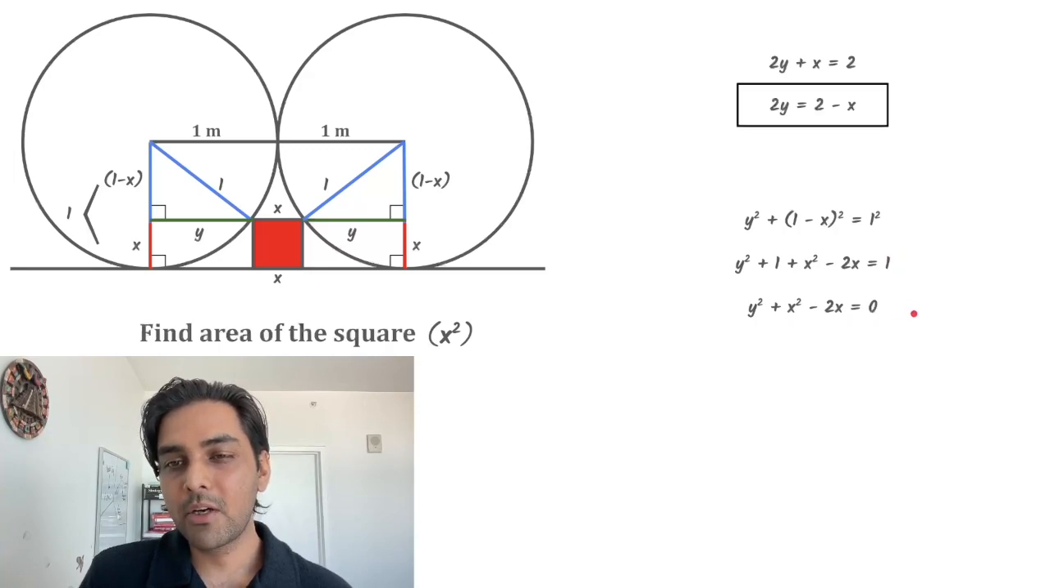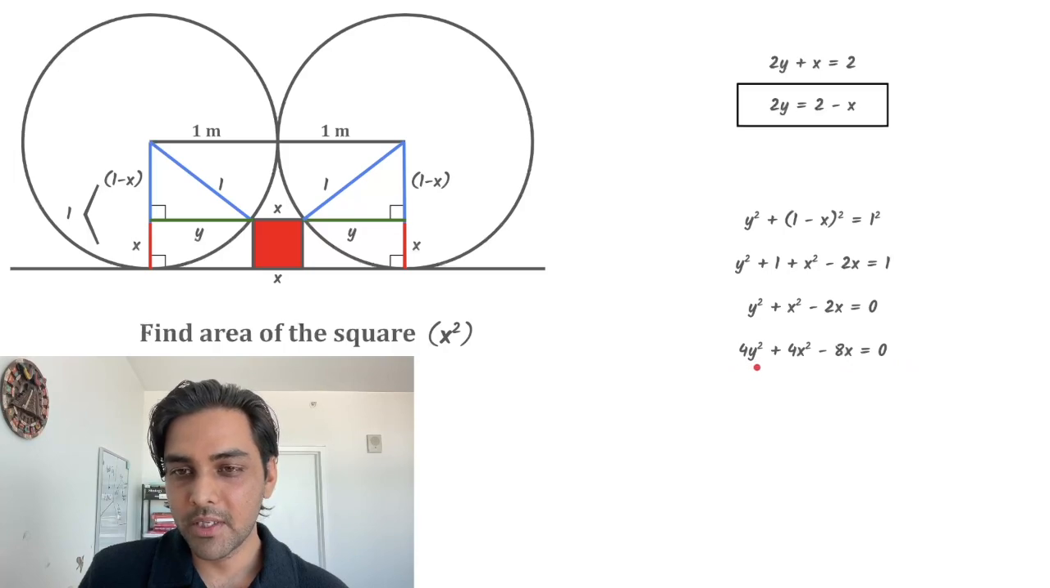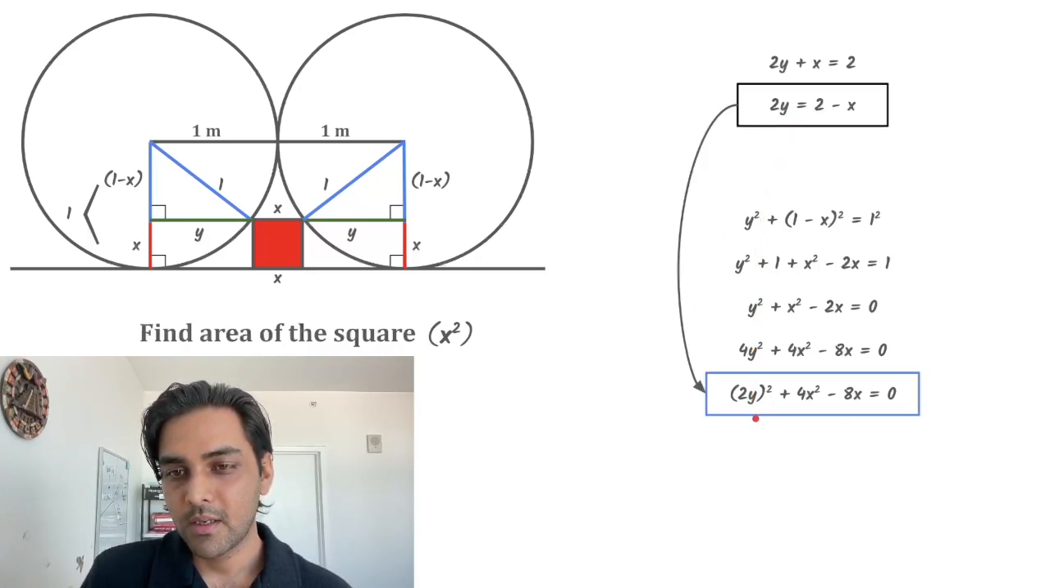We can subtract 1 from both sides, and that gives us y squared plus x squared minus 2x equals 0. Now I'm going to do a trick here and multiply the whole thing by 4, and you'll see why. We have 4y squared plus 4x squared minus 8x equals 0. If you notice, 4y squared can be written as the square of 2y. Can you see what's going to happen next? We're going to substitute the value of 2y from here to this equation. And that gives us (2 minus x) squared plus 4x squared minus 8x equals 0.